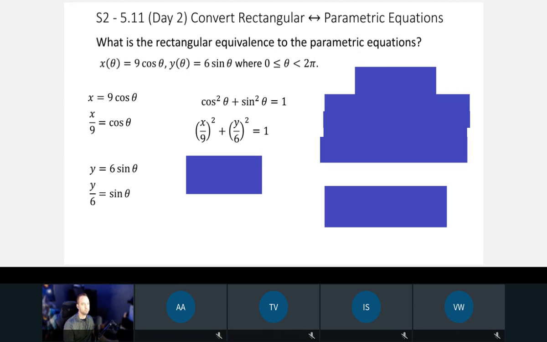Anyway, so everyone good on this step here? You understand how I plug these two values in? Okay. All right. What do I do next?